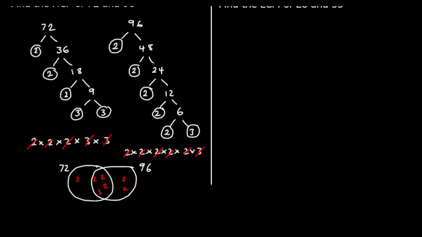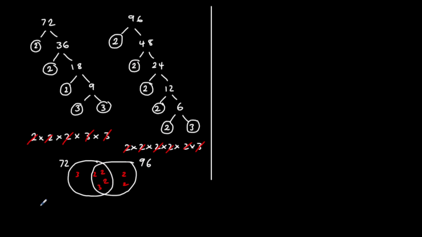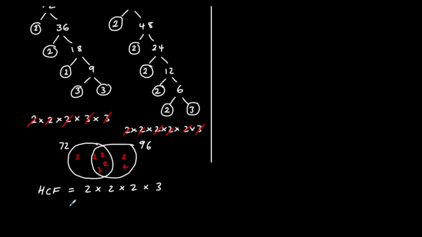We're after the highest common factor. So the highest common factor is the numbers in the middle multiplied together. So 2 times 2 times 2 times 3. So 2 times 2 is 4, times 2 is 8, 8 times 3, 24.